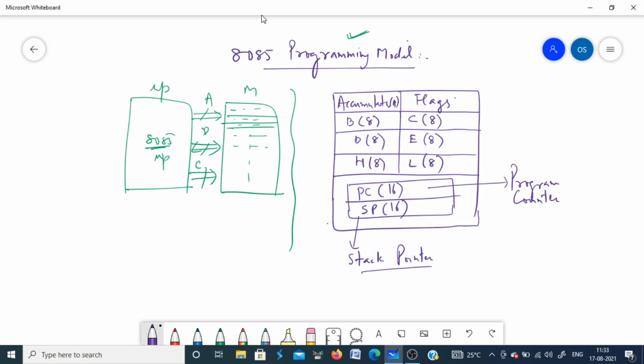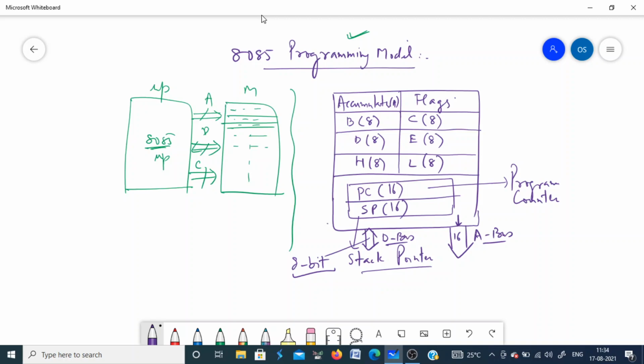The information between the processor and the memory is communicated using the data and address bus. The address bus is 16-bit, so we have 16 lines here, and it is unidirectional. The data can go from the processor to the memory only. Whereas the data bus is bidirectional and it is 8-bit.